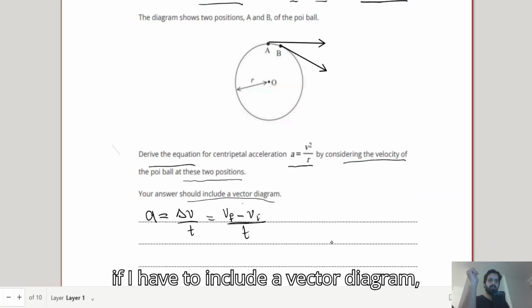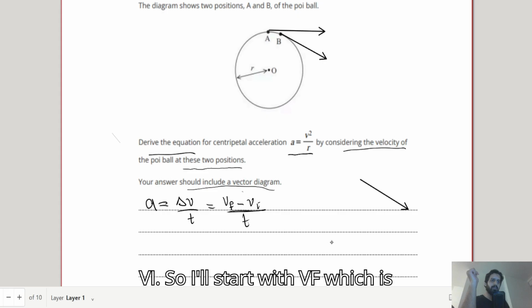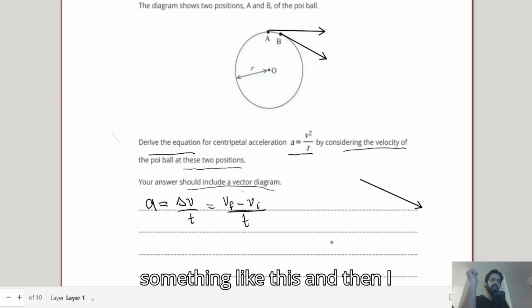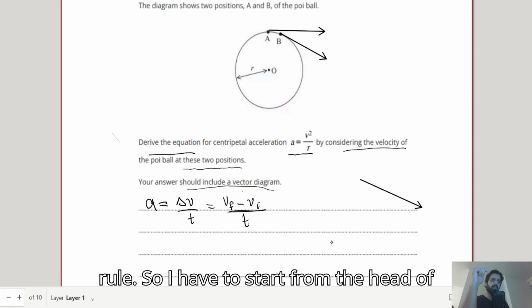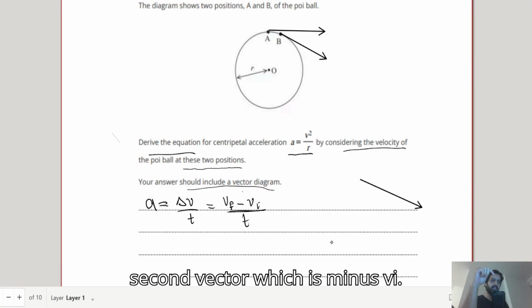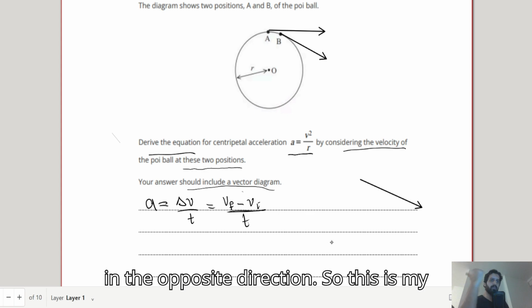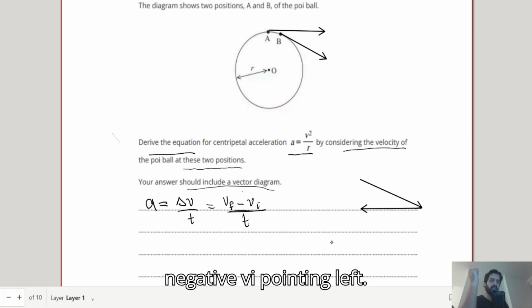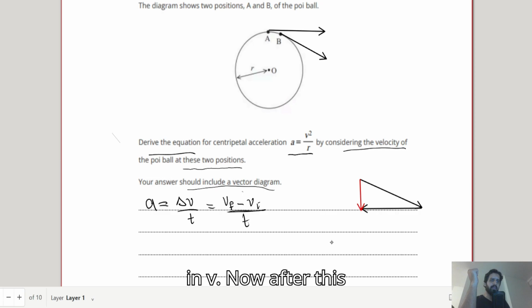Now, if I have to include a vector diagram, you can see that I have to draw v final minus v initial. So I'll start with v final, which is something like this. And then I subtract v initial following the head to tail rule. So I have to start from the head of the first vector, and I have to draw the second vector, which is minus v initial. Negative of a vector is the same vector in the opposite direction. So this is my negative v initial pointing left. And this vector right here is my change in v.